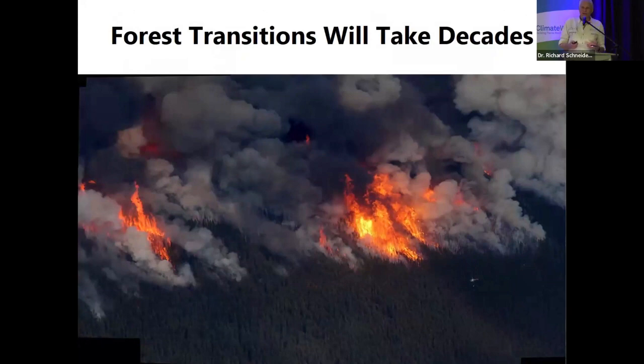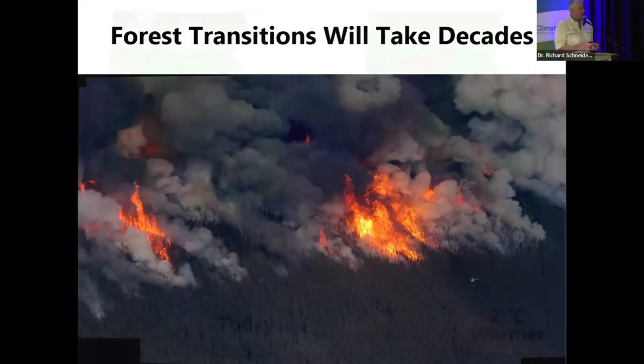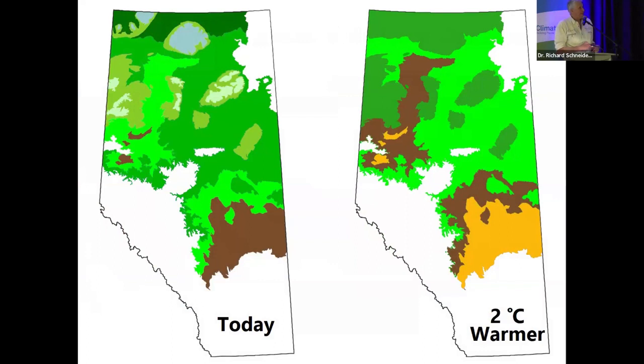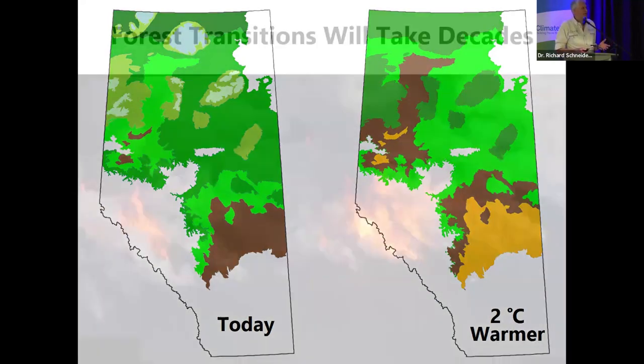So how long does it take? What I'm speaking about is the equilibrium state, or where it ends up over time. So, if I can just go back here, if this area here has the climate of Lethbridge, it's going to look like Lethbridge. You don't need a model to tell you that. You just can't support a forest with a climate like Lethbridge. But it doesn't happen very quickly.